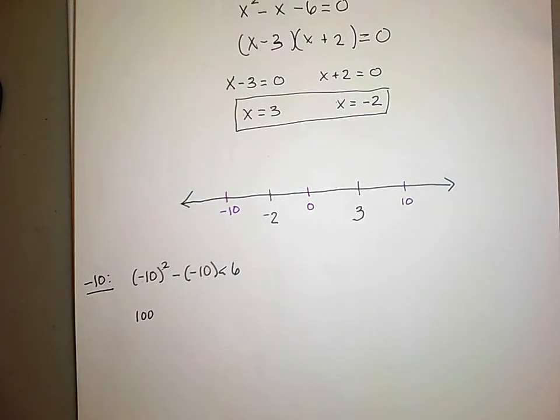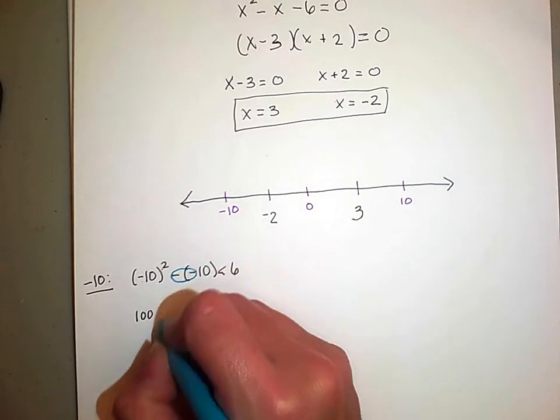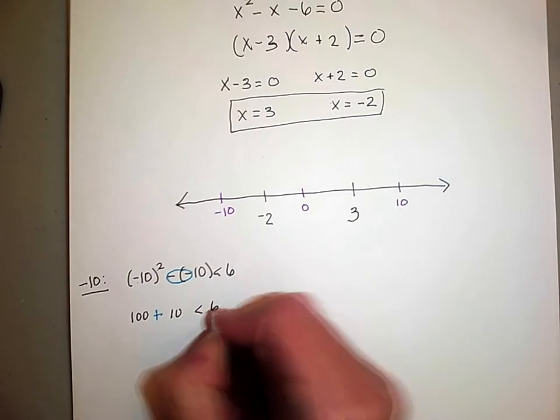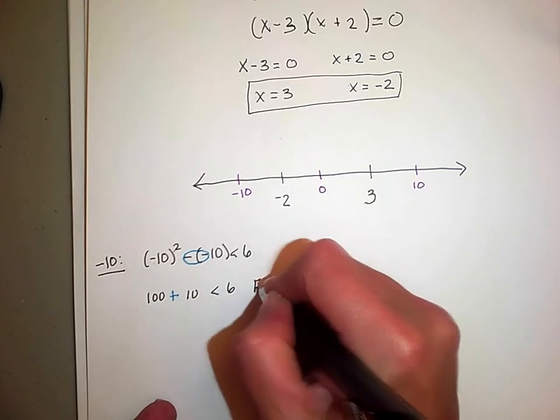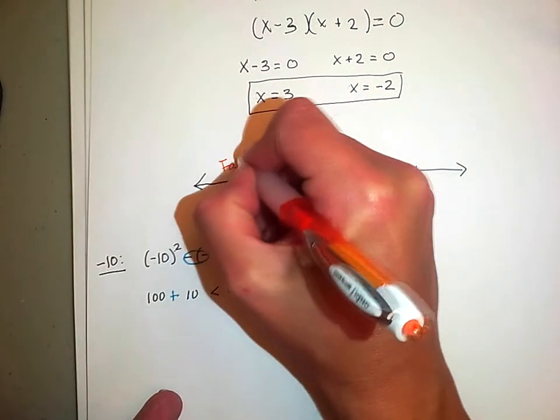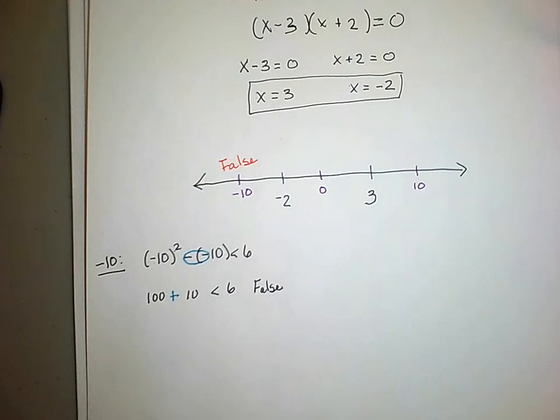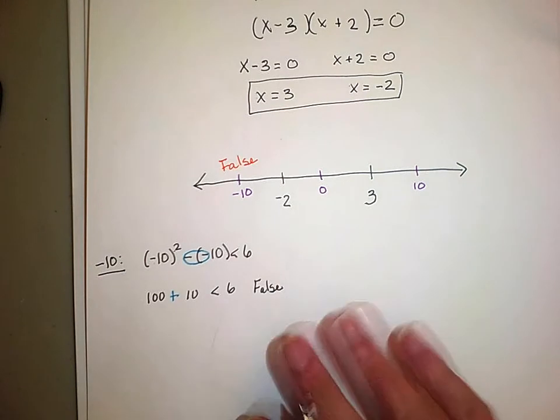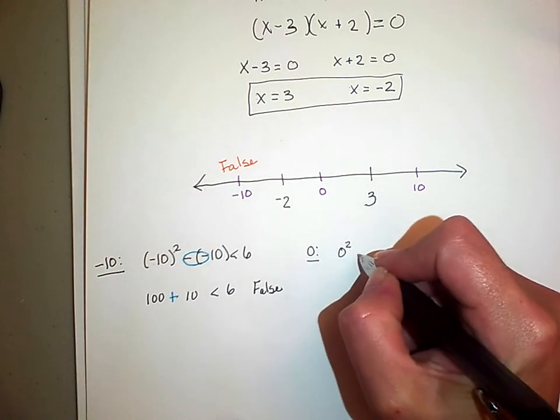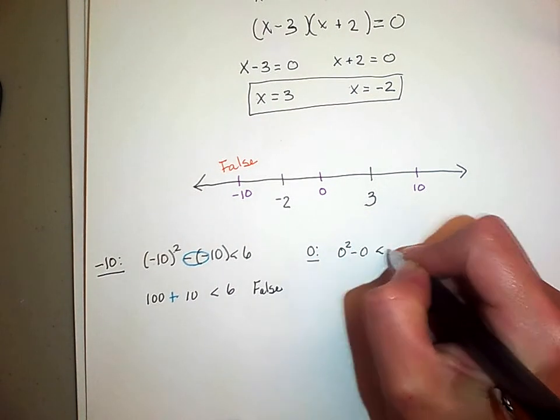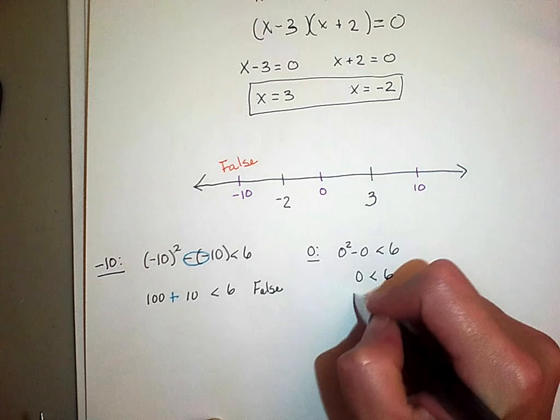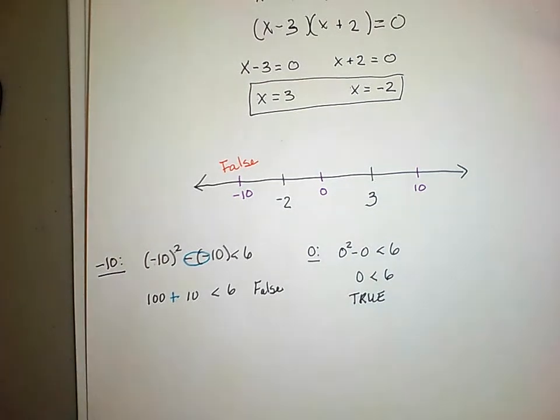Now, negative 10 squared is positive 100. And remember that subtracting a negative is going to turn it positive. So this is plus 10. And I hope it's clear then that this is false. 110 is not less than 6. So we'll write false there. We can pick 0. Is it that 0 squared minus 0 is less than 6? Well, sure, 0 is less than 6. Okay, so this is true.